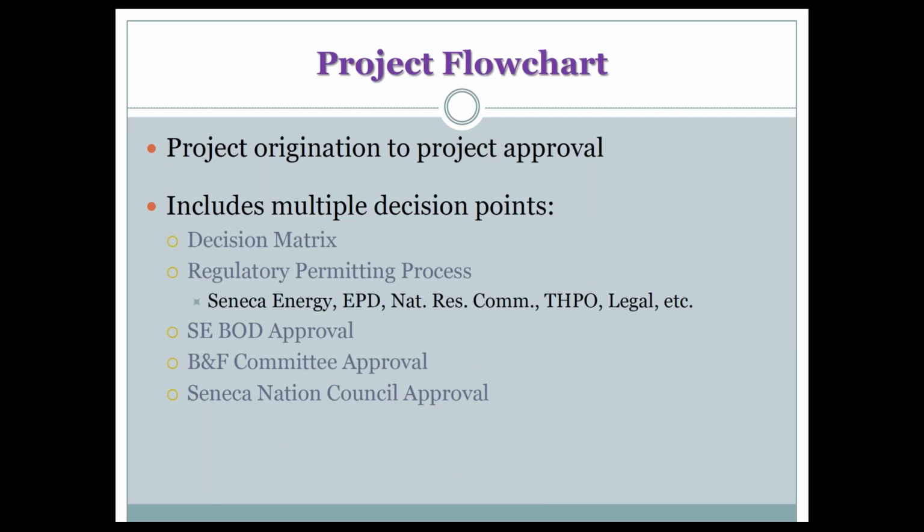The next, after this slide, you'll see a project approval flow chart. It essentially takes us through project origination all the way to project approval. You'll see a number of decision points, including the decision matrix, but that's just early on really in the process where we're vetting the project, really doing the due diligence prior to moving on to some of the further approvals. And then you can see we have our permitting process with a number of entities at the nation, our EPD and Natural Resource Committee, TIPO, legal, and then we have our board approval, our BNF approval, and finally council approval.